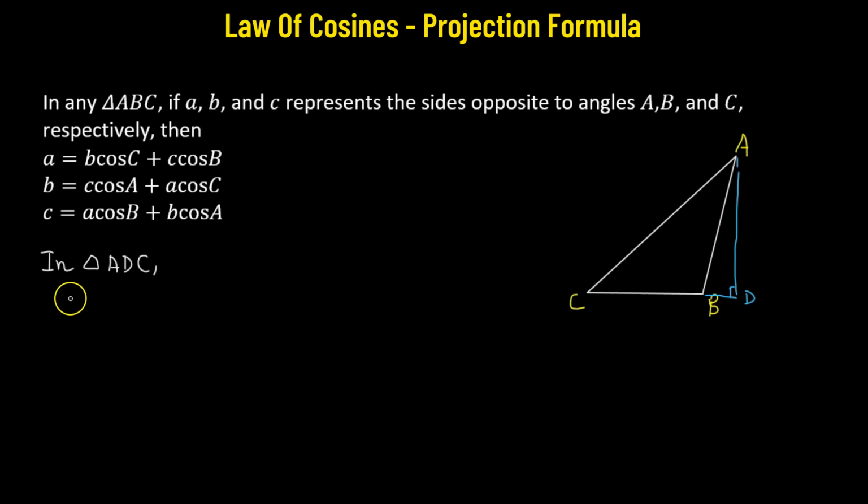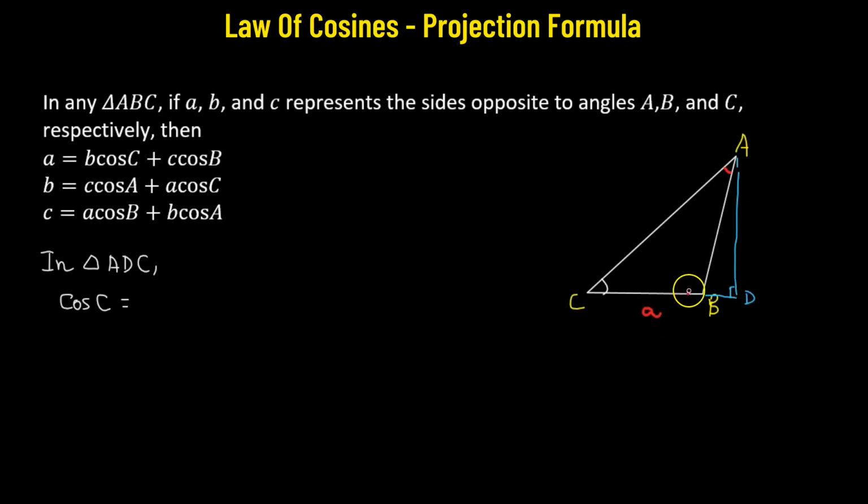So what is the value of cosine of angle C? Simply we can say that cosine of angle C will be equal to the base upon the hypotenuse. We'll also have to define the sides. So this is angle A, the side opposite to angle A, which is CB, will be represented by lowercase letter a.